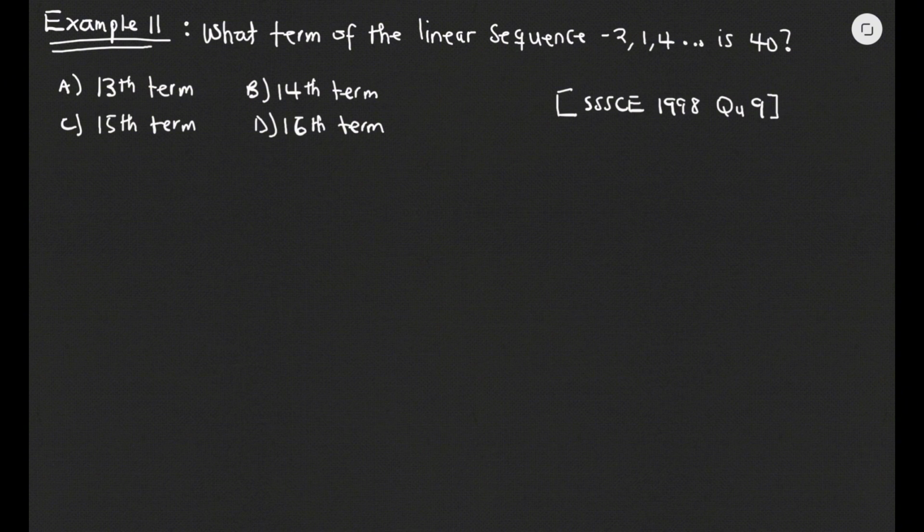So let's continue with question number 11, and it says, what term of the linear sequence -2, 1, 4, ... is 40? We have the options: A, 13th term, B, 14th term, C, 15th term, and D, 16th term. So the question is asking which term of the linear sequence -2, 1, 4 will be 40. Let's go ahead and look at the solution to this particular problem. So we write down the solution.